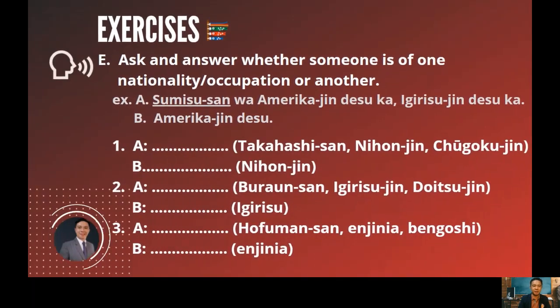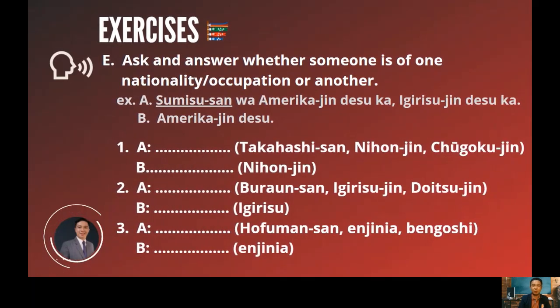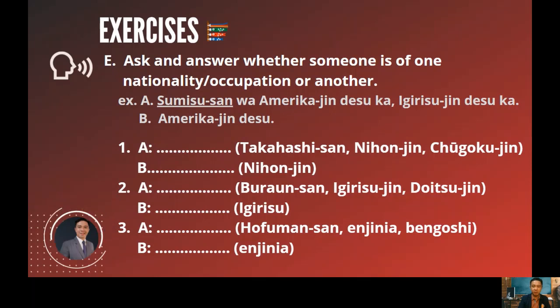Let's have exercise E. Ask and answer whether someone is of one nationality or occupation or another, as in this example. Sumisu-san wa Amerika jin desu ka? Igirisu jin desu ka? Amerika jin desu. For number one, let's have Marian-san. Are we done with Marian yet? Or Paula? Let's have Paula. Paula-san, number one. For number two, we'll have Maricel-san. And for number three, let's have Aaron-san. Okay.